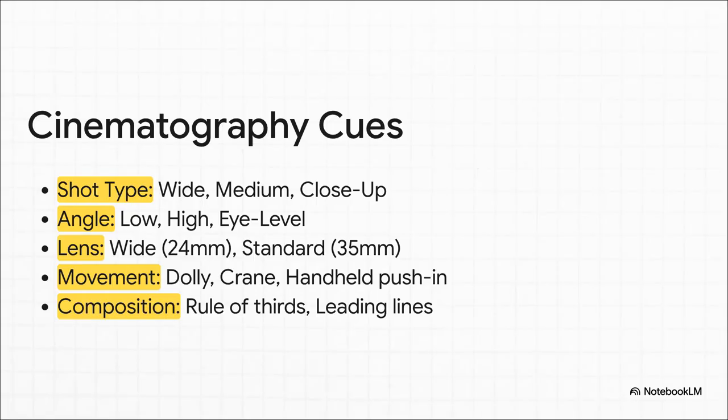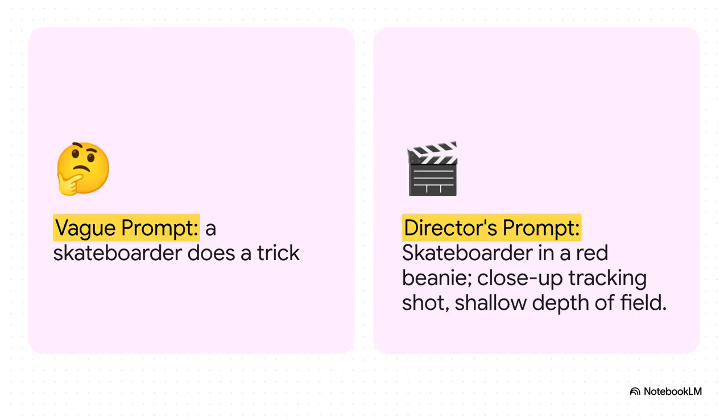And here's what that looks like in practice. You start using specific film terms because those are clear instructions. For instance, a dolly shot feels smooth and professional. A handheld push-in feels way more raw and urgent. A low angle makes your subject look powerful. You see, these aren't just fancy words. They are literal commands that shape the emotion and the tone of your video. And this slide just shows the transformation perfectly. On the left, our vague little prompt. On the right, a full-on director's prompt. We added specific details, like the red beanie. We defined the shot as a close-up tracking shot, and we even dialed in a lens effect with shallow depth of field. The difference in clarity is just night and day.